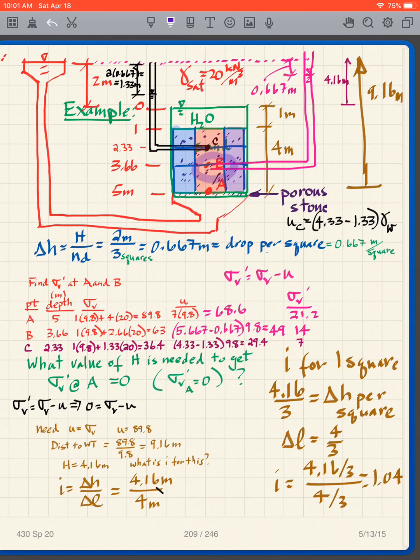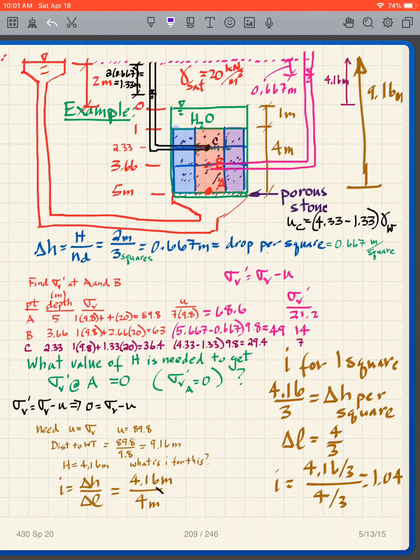For point B, I have what? A meter of water and 2.66 meters of saturated sand. For point C, I've got a meter of water and 1.33 meters of saturated sand. So I get all my sigmas.